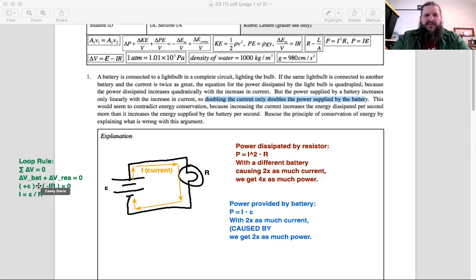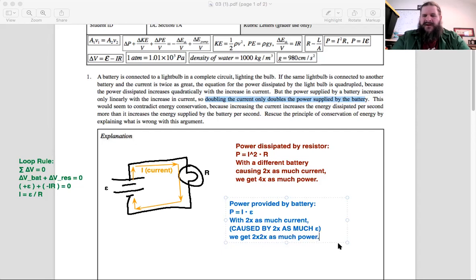So according to the loop rule, the idea that the voltages have to add up to 0, and Ohm's law, the idea that the voltage on a resistor is negative IR, the only way you'd get twice as much current here is by having twice as much epsilon, twice as strong a battery. So it's not just twice as much power, you're doubling current and you're also doubling the voltage of the battery. If you double both of those, you get a ×2 and another ×2.